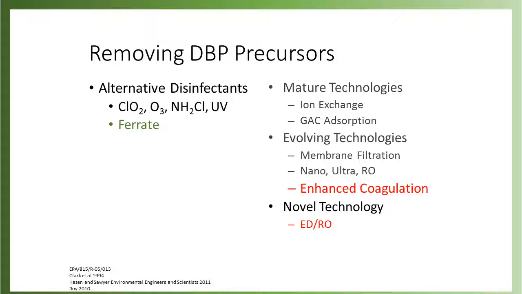Anyway, and then in terms of technologies, for precursor, ion exchange and GAC adsorption would be the mature technology. Certainly people have looked at membrane filtration, both nano, ultra, and RO, as potentially an evolving technology. And I'll say enhanced coagulation is somewhat evolving, although I would call it somewhat mature as well. But because we're giving it new potential and looking at it from a little bit different perspective here, I sort of left it in evolving. Though I'd be perfectly happy to move it to mature.